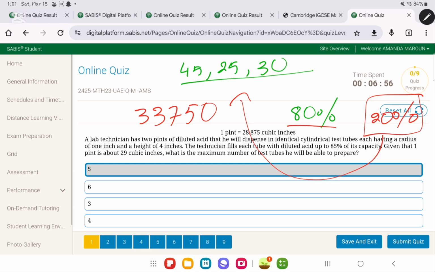And you will take 20% of it, so times 20 over 100, and you will get 6750. So this is how much is left to fill the fish tank, and then you will divide it by the capacity of one water bottle. I forgot how much it was. Just write the volume of one bottle, and then you will get your answer.